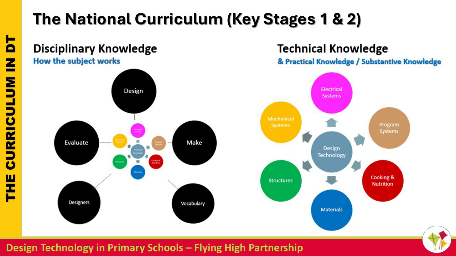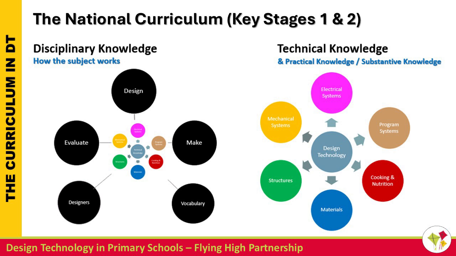Using the content from the national curriculum, all the knowledge that the children need can be split into two distinct areas of knowledge. First, there is the disciplinary knowledge that focuses on how the subject works and the creative and iterative processes of designing, making and evaluating. And as part of that process is the importance of children developing a technical vocabulary and also knowing about successful designers and inventors who do the subject well.